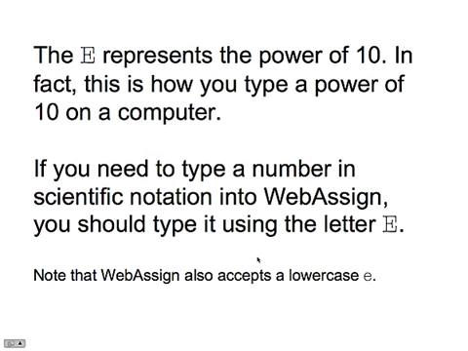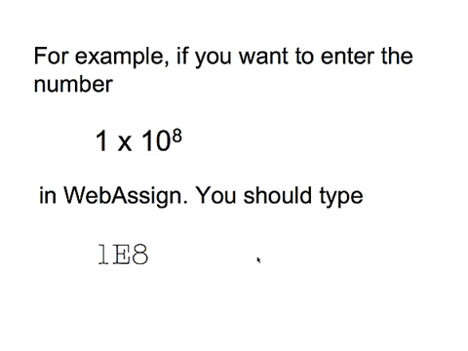In fact, anytime you type a number in scientific notation on a computer, it expects you to use the letter E. For example, on your homework in WebAssign, if you need to type a number in scientific notation, you should type it using the letter capital E. For example, if you want to enter the number 1 times 10 to the 8 in WebAssign, you should simply type 1 capital E 8 with no spaces.